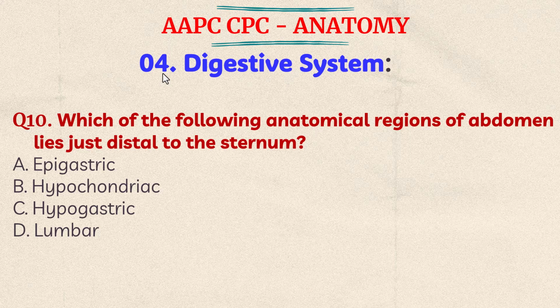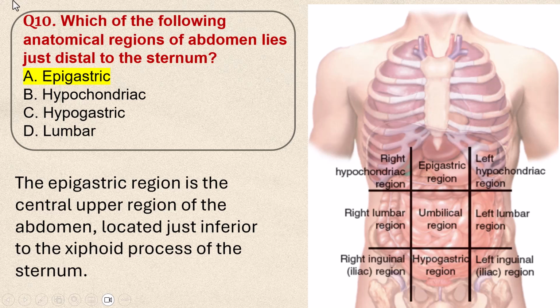Question number 10. Which of the following anatomical regions of the abdomen lies just distal to the sternum? A. Epigastric, B. Hypochondriac, C. Hypogastric, D. Lumbar. Think the answer. The correct answer is epigastric.